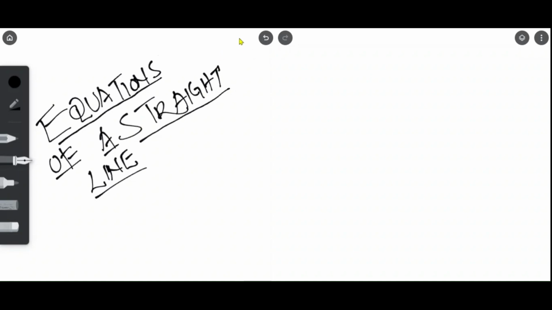And we'll divide this lesson or this topic into two. So the first part, I want us to have a part of introduction and again forming equations. Then the second part is more of application of this topic. So welcome to our class, equations of a straight line.